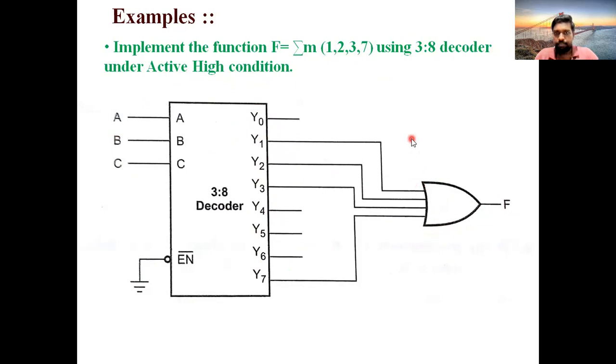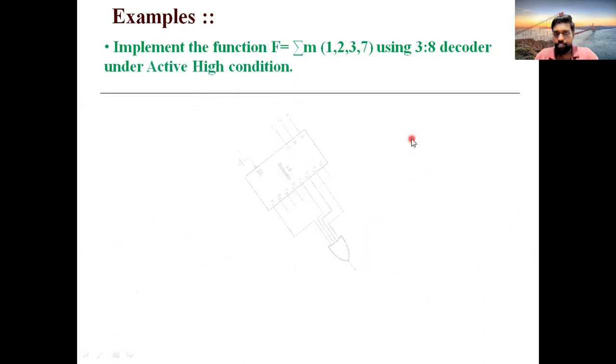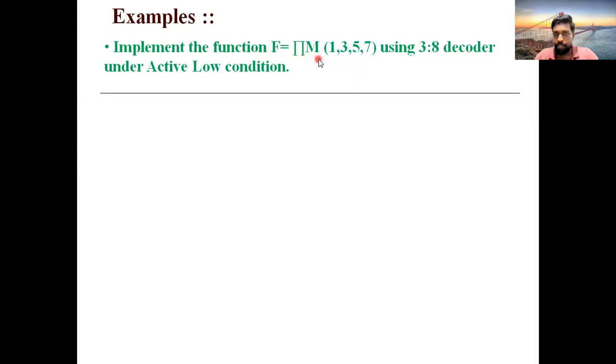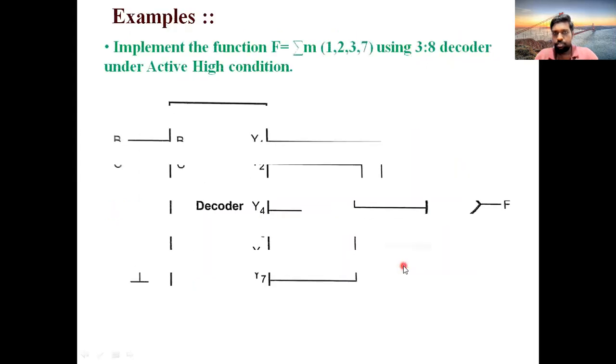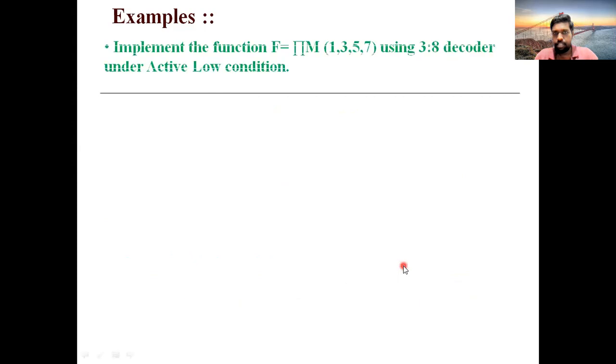Okay, next. Let's see the next question. See here, capital pi M is there. That means it is a POS form. So for active low condition POS, which gate do you need to use? That we will verify. See here. Active low condition POS means an AND gate should be used.